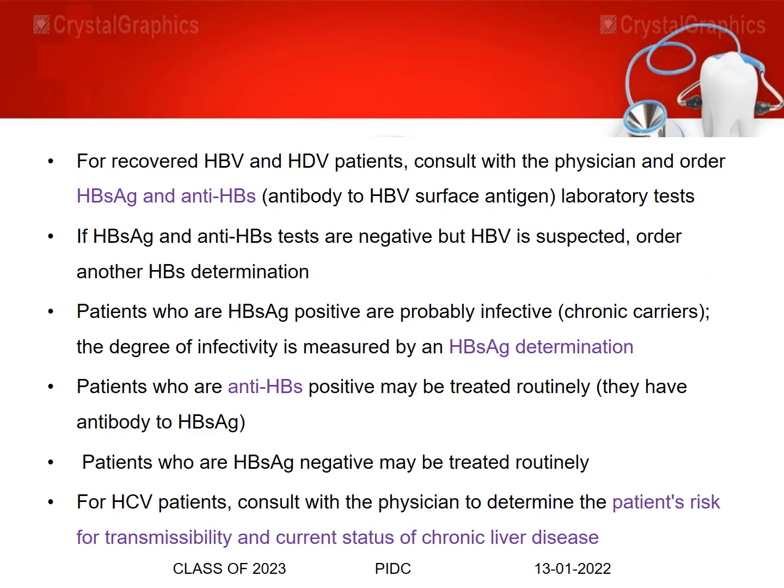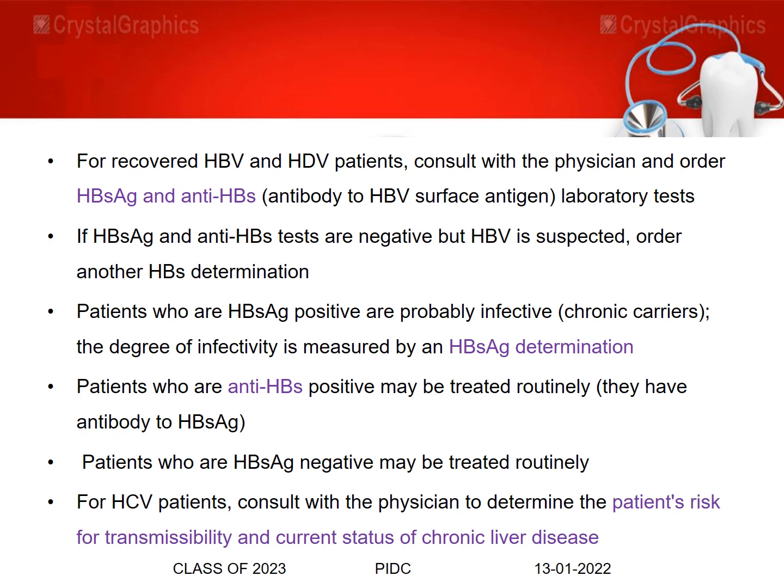And the anti-HBs, the antibody to the HBV surface antigen laboratory test: if they are negative but HBV is suspected, order another one. Patients who are HBsAg positive are probably infective. They are the chronic carriers, so this is measured by the HBsAg levels. Patients who are anti-HBs positive may be treated routinely. Patients who are anti-HBs negative can also be treated routinely.